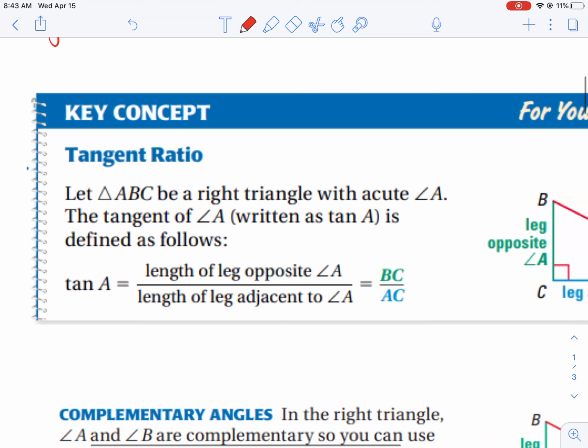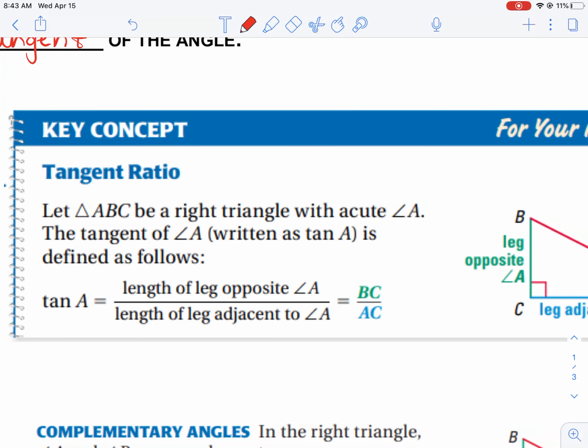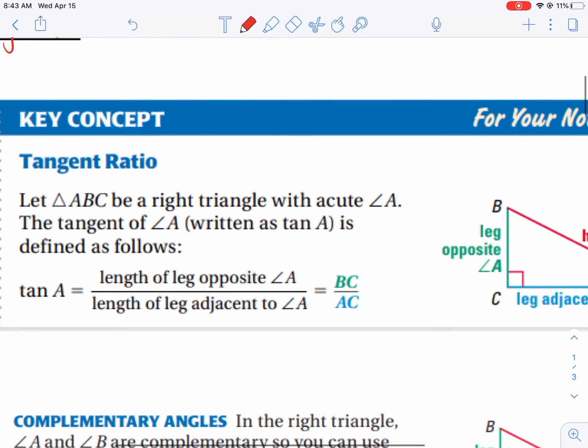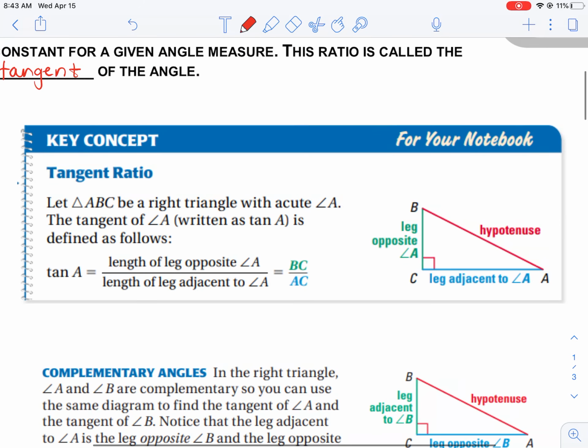So the tangent, if we have a triangle ABC, is a right triangle with acute angle A. The tangent of angle A, which we write as tan A, is defined as the length of the leg opposite to A. So A is right here. This is the opposite leg over the length of the adjacent leg. Okay? So we just write it as a fraction. So whatever the length of BC is, you put over the length of AC, and that is what your tangent of A is.